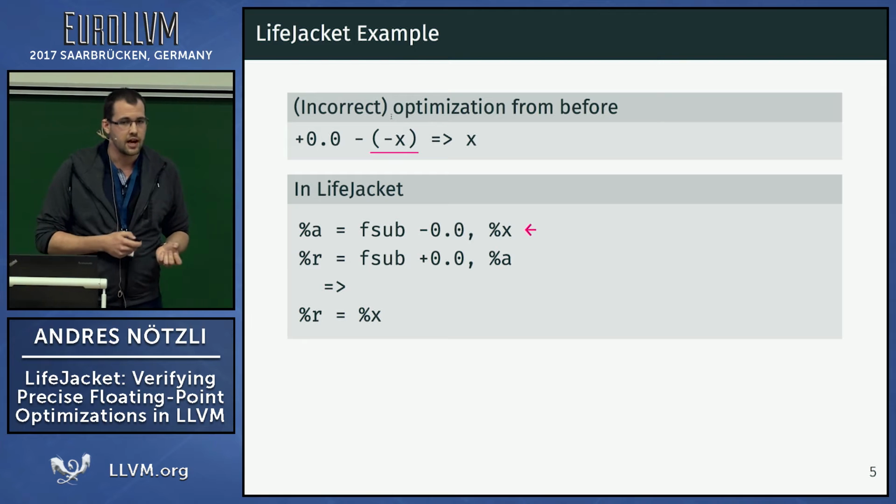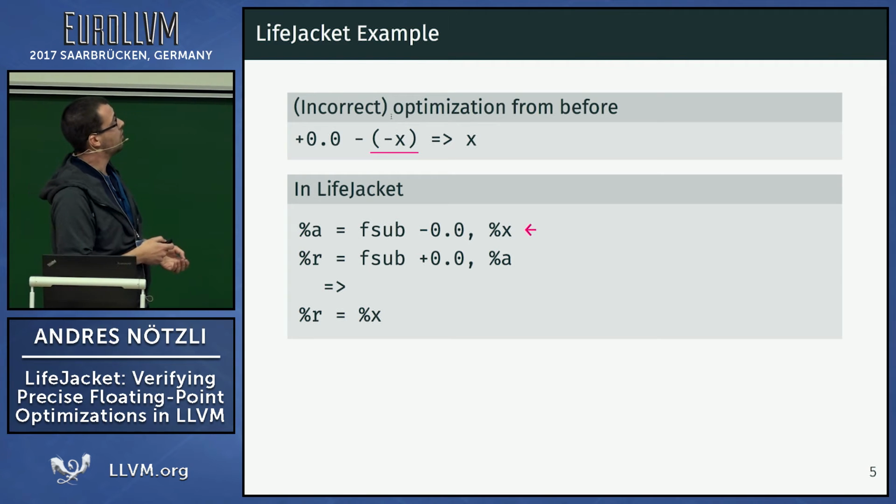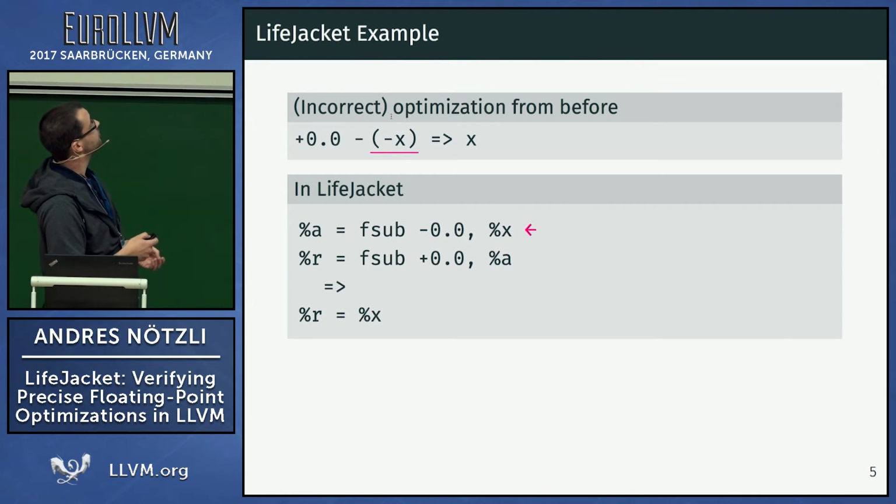Now let's take a look at what the optimization from before would look like in Lifejacket. So we have the informal description up here, and that roughly translates to the following. So you have the source pattern up here and the target pattern down here, that's the right-hand side. And so the negative x here corresponds to the first instruction, and the subtraction corresponds to the second line here.